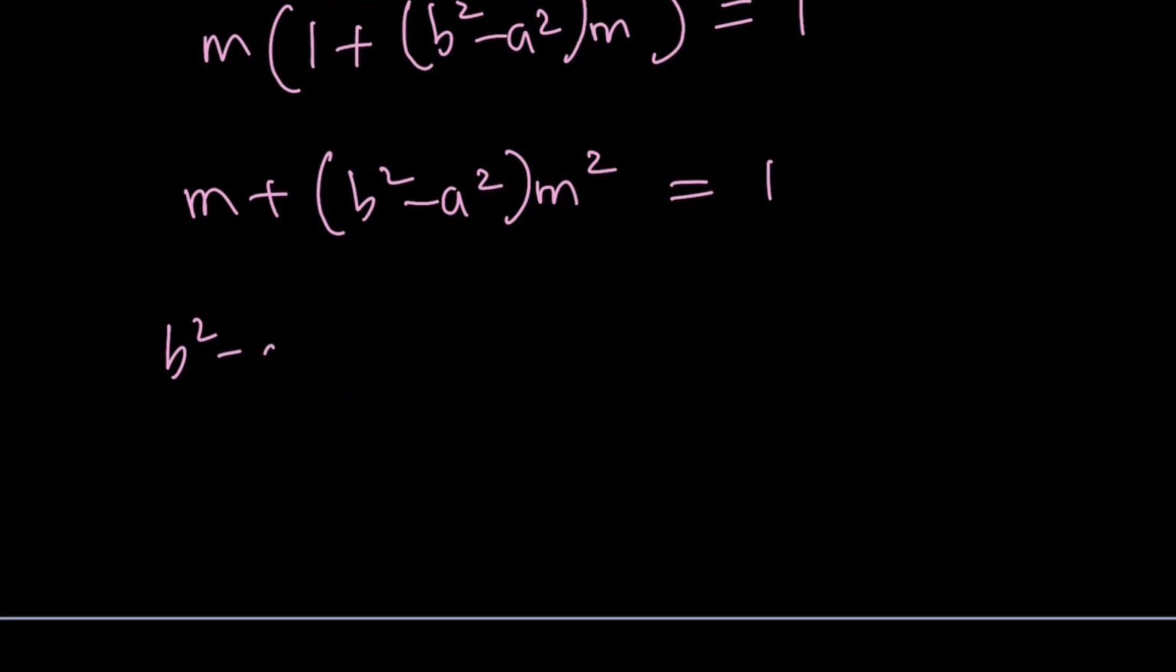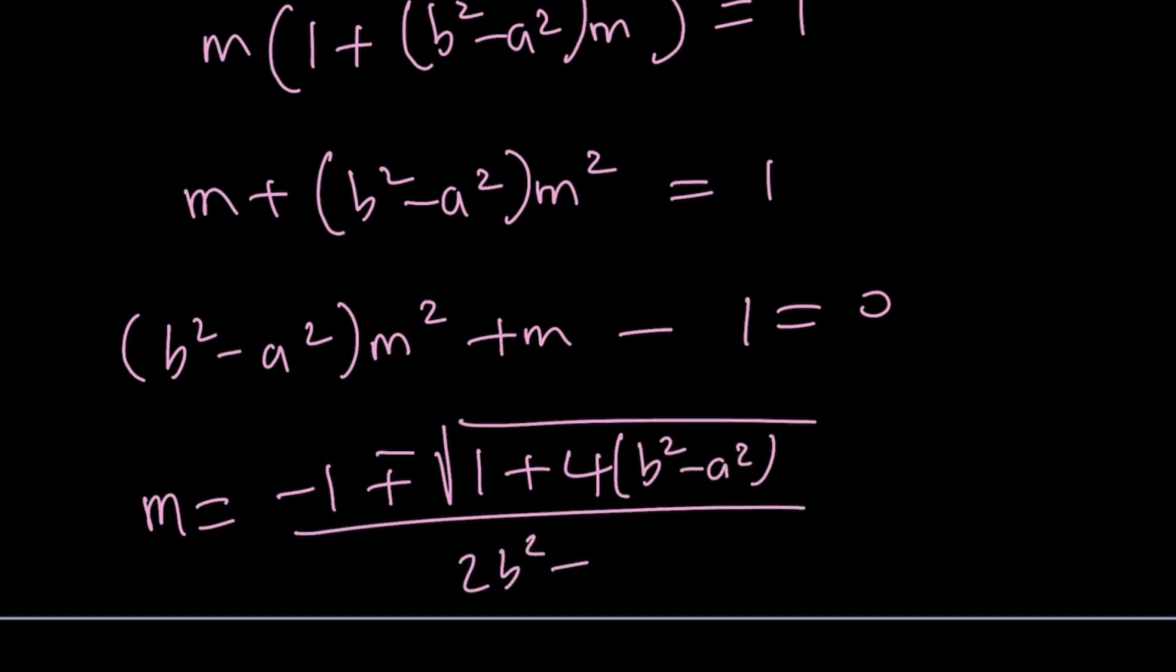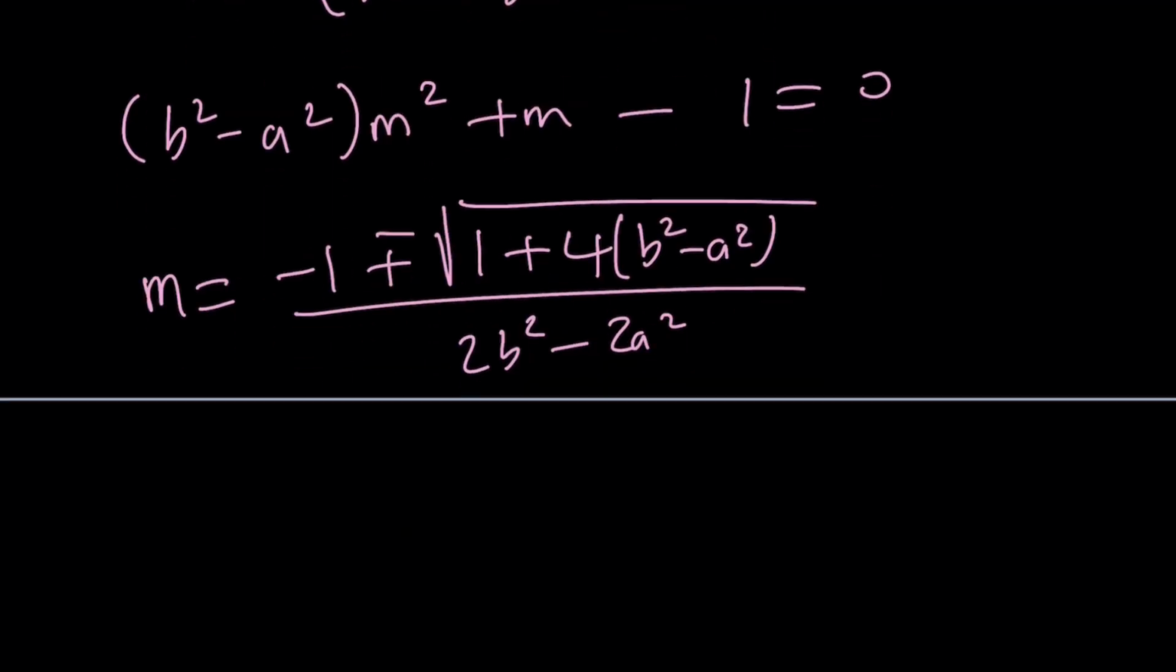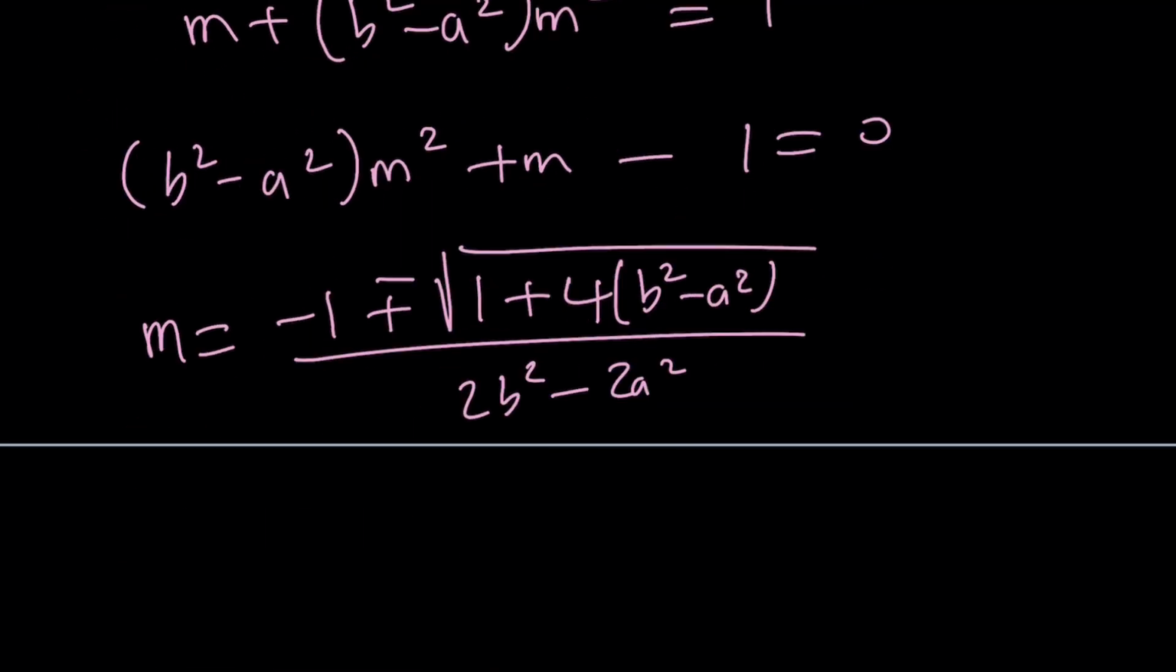Now we can go ahead and write this as a quadratic in m, and then solve for it. How do you solve for it? From here, m is going to be negative b, which is negative 1, plus or minus the square root of b squared minus 4ac. That's going to be 1 plus 4 times (b squared minus a squared), and that is divided by 2a, which is 2 times (b squared minus a squared). Okay, those are the m values, but what is m? Okay, great. m is k squared. You see that? So set it equal to k squared.